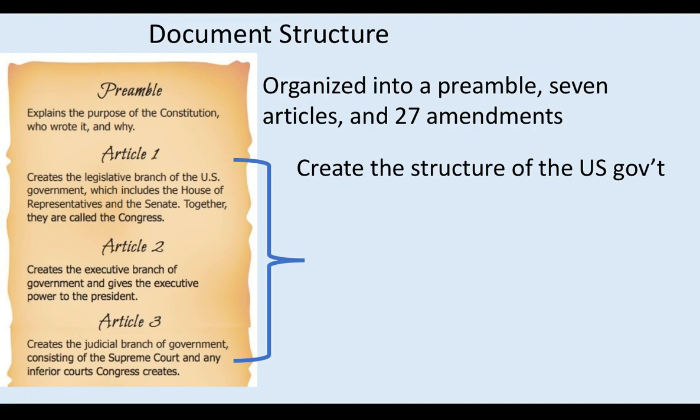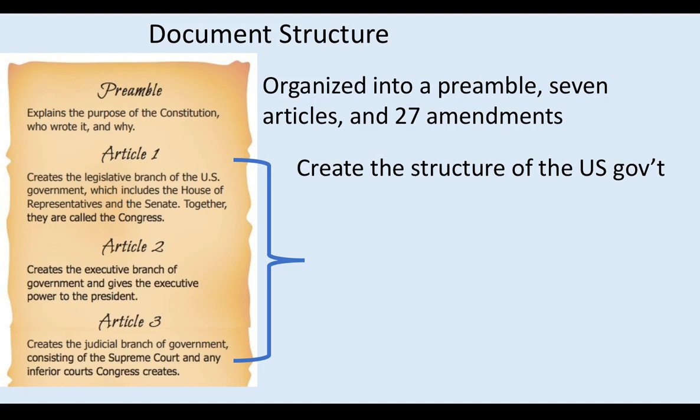So we're looking at Articles 1, 2, and 3 creating the structure of the U.S. government here. And so far in Article 1, we've seen the legislative branch. Now let's jump down to Article 2. Under Article 2, it says that it created the executive branch of the government and gives executive power to the president. So here, again, we're just going to highlight creates the executive branch. We only need to know the bare bones at this point of this document and these articles. Like I said, we'll be coming back to it later.